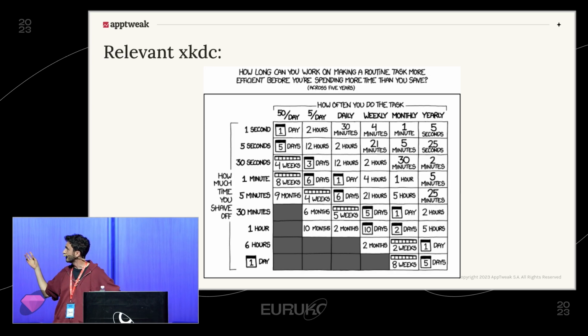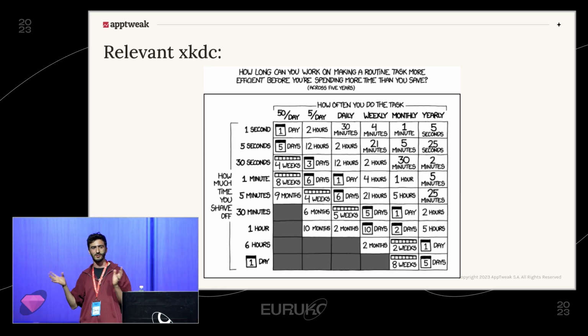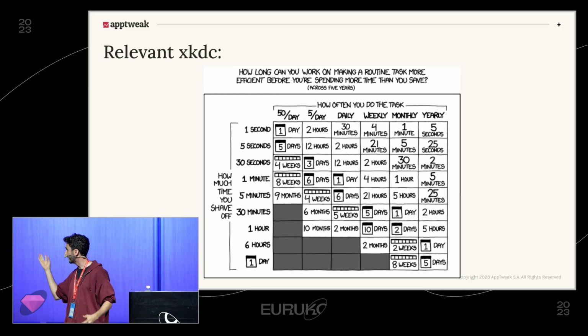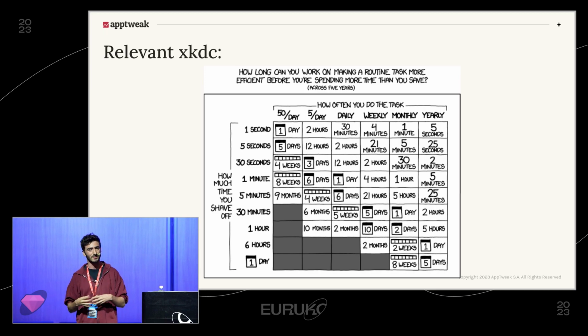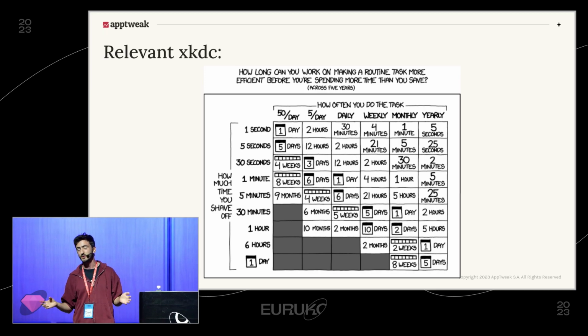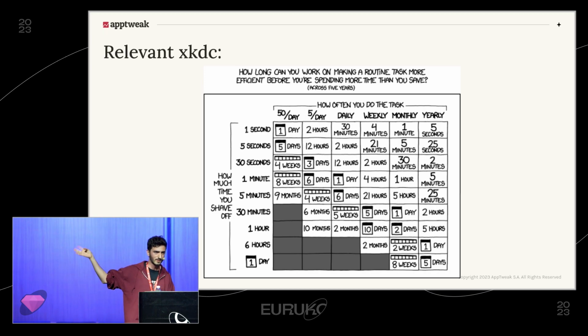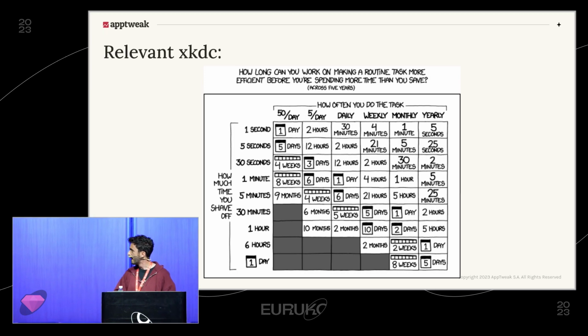Also, there's a relevant XKCD. This is a chart that shows how much time you would win if a task takes only 1 second. As you can see, if your test takes more than 10 minutes and you're running it multiple times a day, you're actually losing way more time in the span of 5 years than what this chart gives. But I think it's pretty eye-opening.